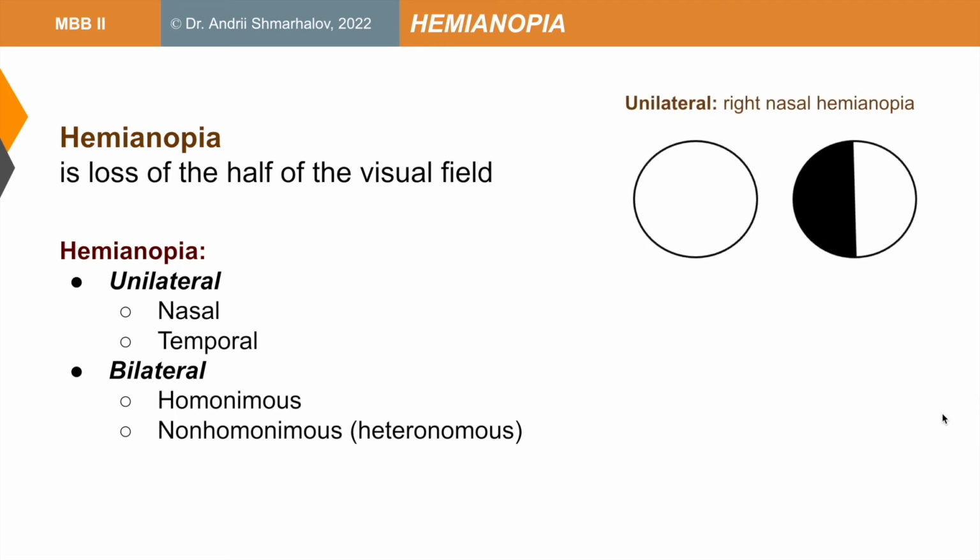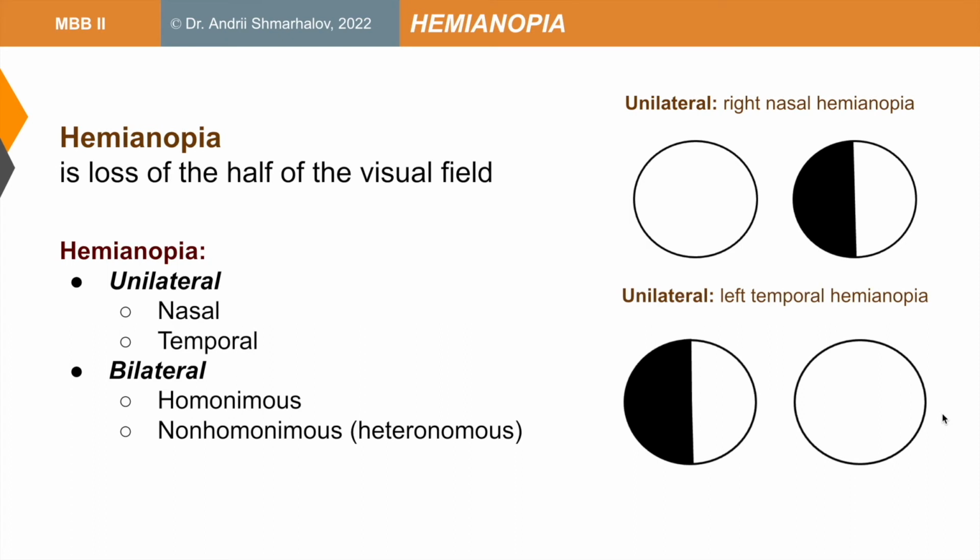In this picture, as an example, you can see the unilateral hemianopia. On the right side of the visual field, we have loss of the nasal part. That means we can call this a right nasal hemianopia. In the next example, you can see the left eye is losing its temporal portion of the visual field. That's why we call it left temporal hemianopia.